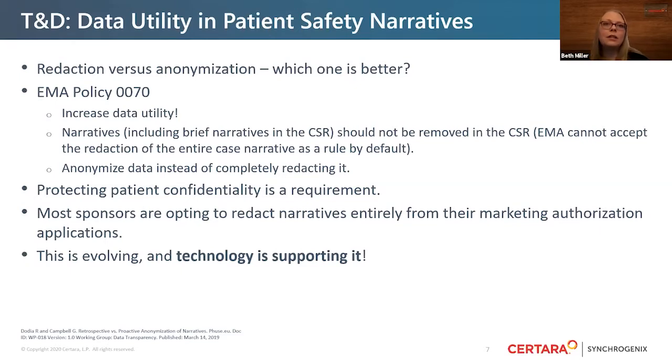EMA Policy 70 was first introduced in 2015 and provided for the proactive publication by the EMA of clinical data from clinical reports submitted to it. But as I mentioned, balancing privacy and transparency is a difficult task. How do you increase transparency while also not risking breaches of subject privacy?